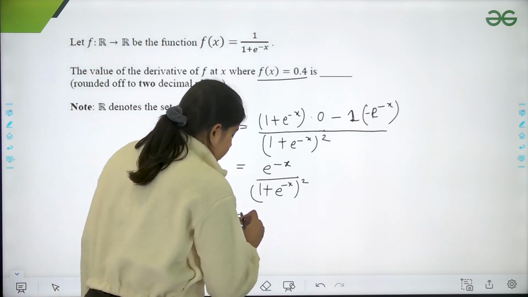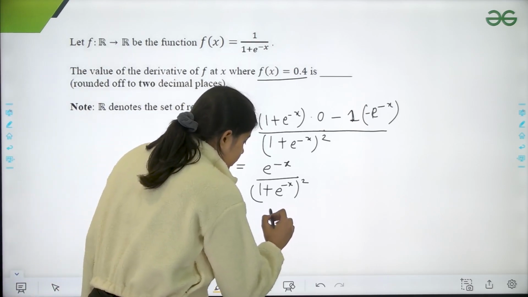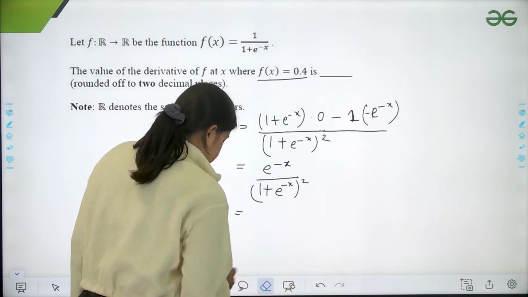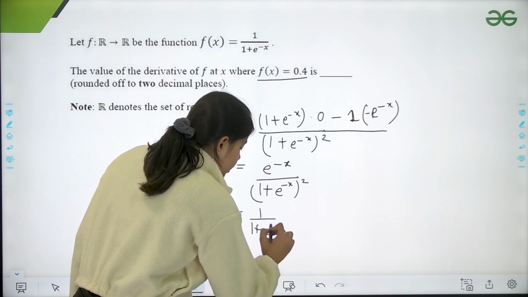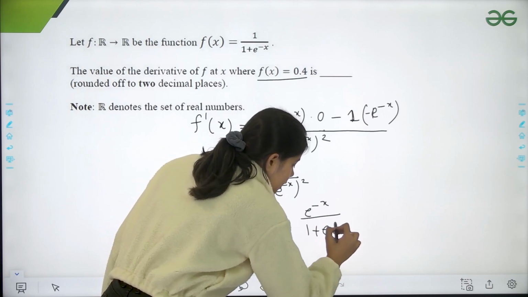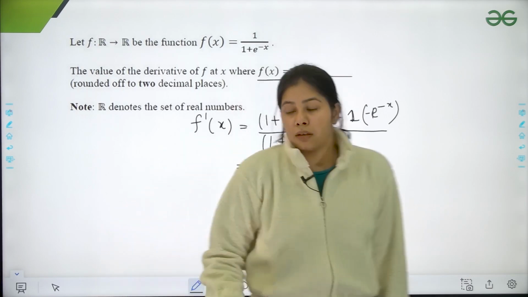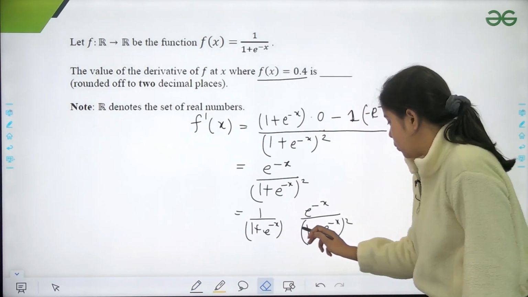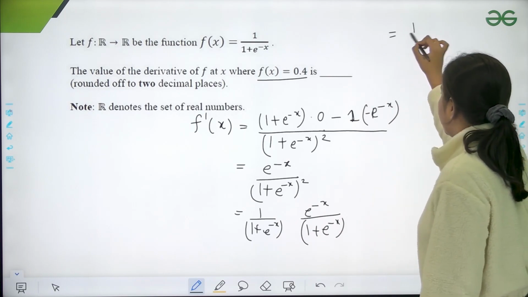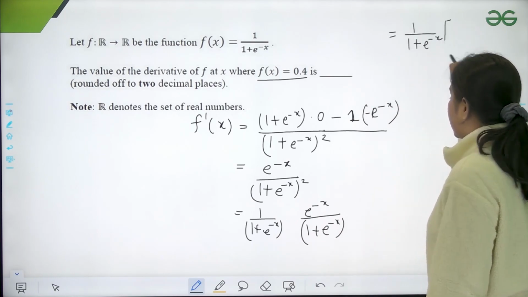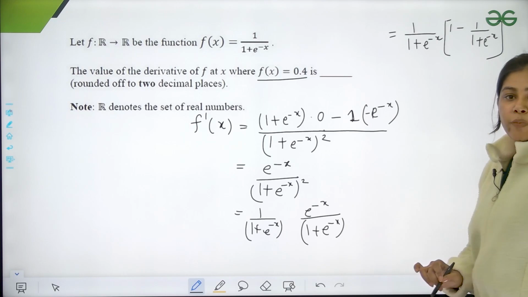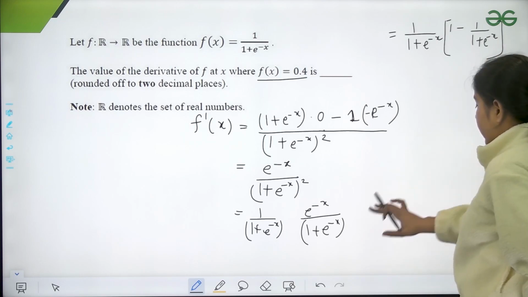So how do I solve it? Now you can do one thing here. Let's write this as 1 upon 1 plus e to the power minus x, and e to the power minus x upon 1 plus e to the power minus x, keeping the square. You can see that I have broken down this function. Can I write this function as 1 minus 1 upon 1 plus e to the power minus x? Both would give me the same results, right? If I solve this, I'll get this function.